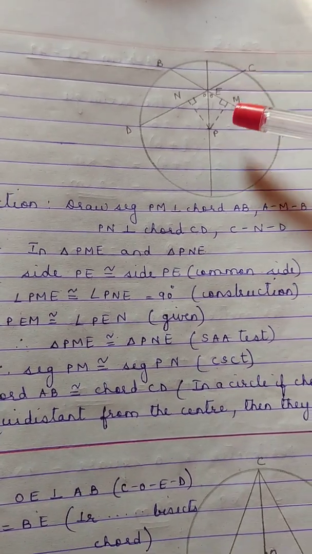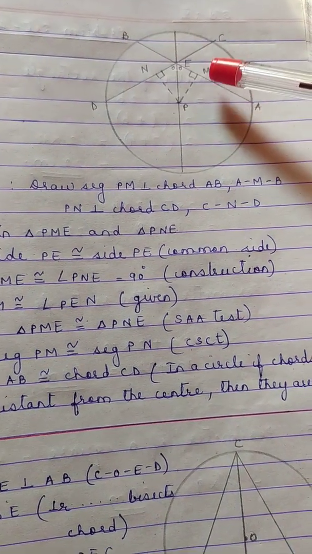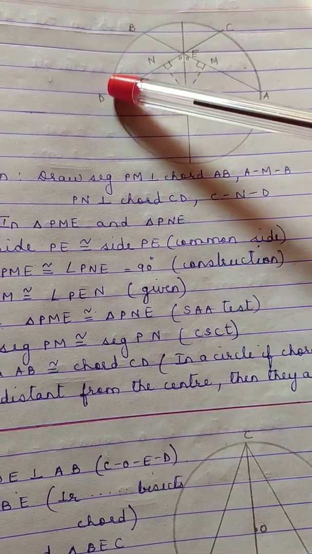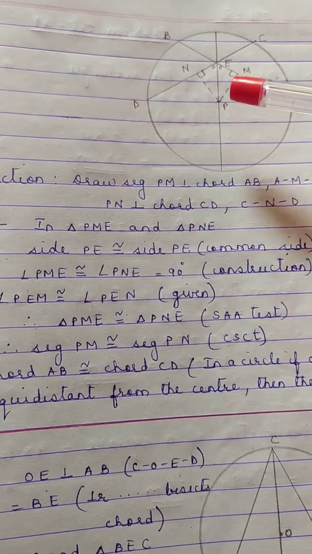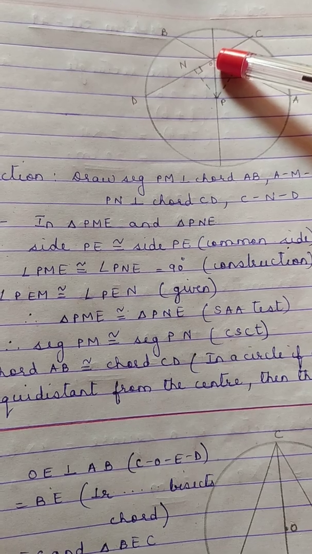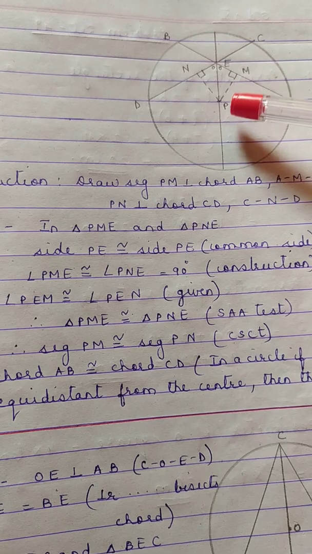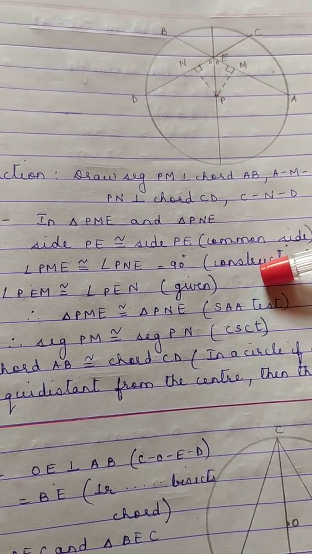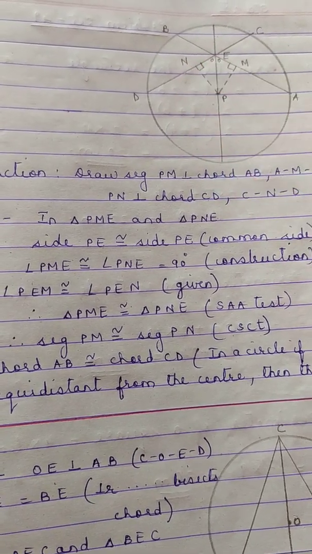So for construction, we draw segment PM which is perpendicular to the chord AB. So A-M-B, all three points lie on the same straight line. PN is perpendicular to chord CD, C-N-D. Now for the proof, take triangle PME and triangle PNE. Side PE is congruent to side PE, common side. Angle PME equals angle PNE, which is 90 degrees by construction. Angle PEM is congruent to angle PEN, that is given.